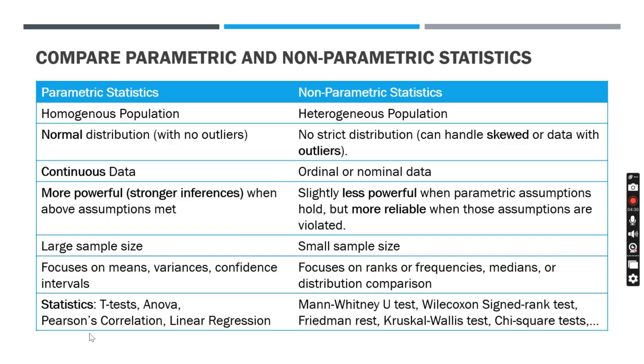For parametric statistics, we use the t-test, ANOVA, Pearson's correlation, and linear regression. For non-parametric statistics, we use the Mann-Whitney test, Wilcoxon signed-rank test, Friedman test, Kruskal-Wallis test, and chi-square test. So this is the main difference. For parametric, we have normal distribution and continuous data.